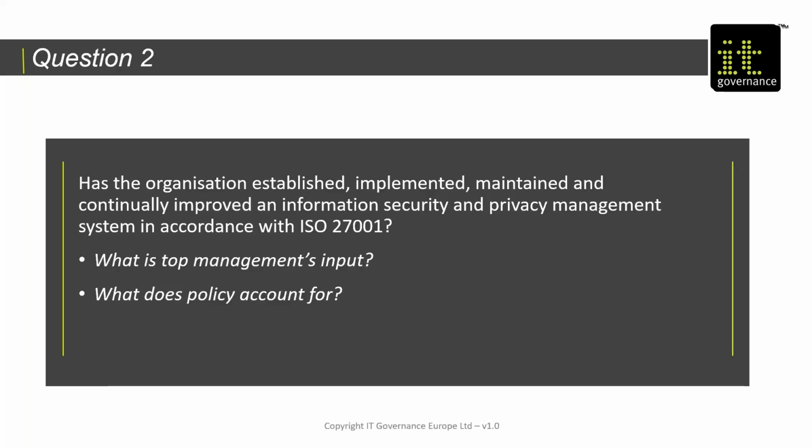This next question is quite a loaded one. Has the organisation established, implemented, maintained and continually improved an information security and privacy management system in accordance with ISO 27001? Firstly, my reference to 27001 is not a typo here. Remember, 27701 is the privacy extension to 27001. You can only achieve certification in 27701 if you already have 27001 in place.